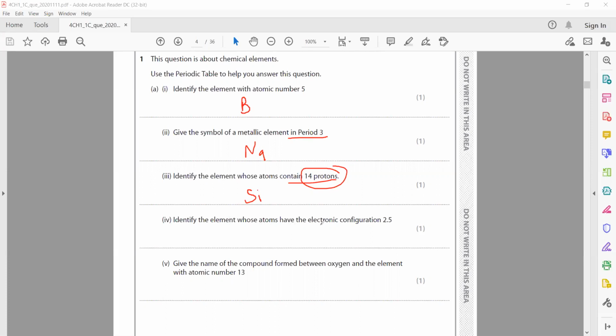Identify element whose atom has electronic structure 2 and 5. So that means atomic number 7. When you check the periodic table, that is nitrogen, because nitrogen is 7 and silicon is 14.